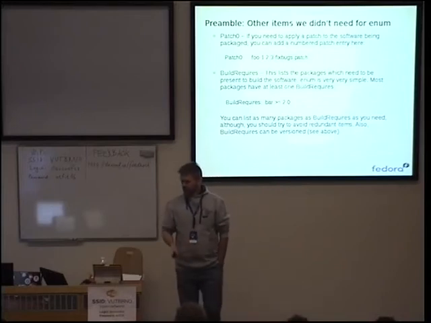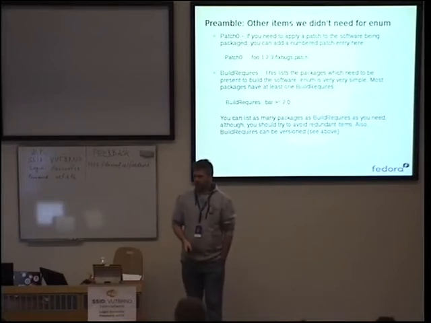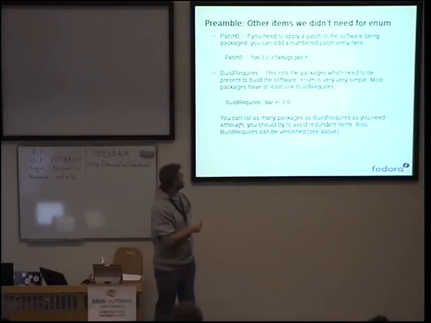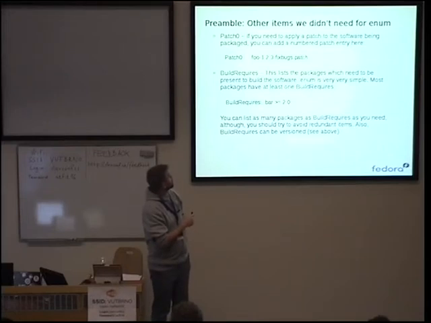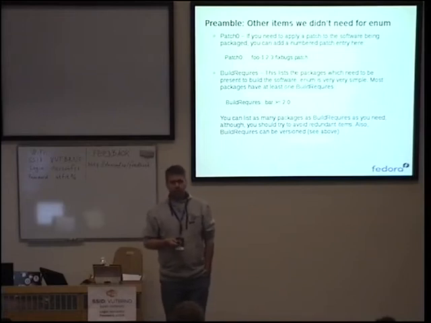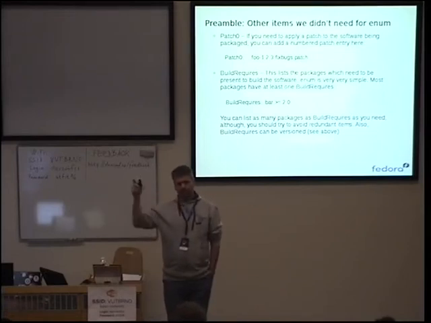Other items we didn't need for enum. You can use Patch there, which is again a source, and you put there Patch0, Patch1, Patch2, and put there the file names which include the patch. The patch should be present in the rpmbuild/SOURCES directory.